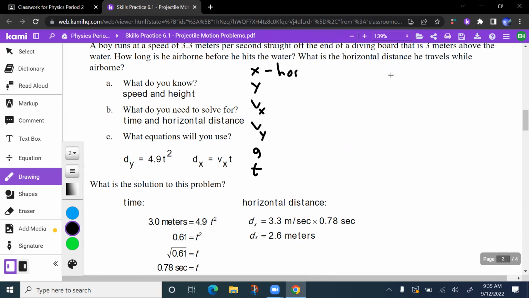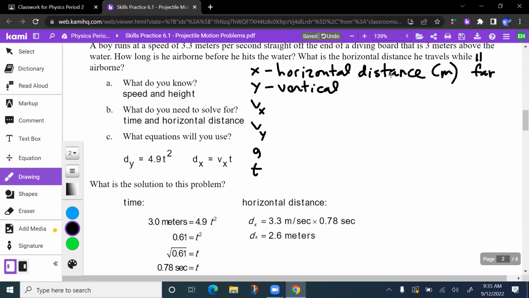X is the horizontal distance of a projectile in meters. Y is the vertical distance. Horizontal distance, you can think of how far away. How far away is X? Vertical distance means how far below. How far did something fall? So both have a unit of meters, but one of them is how far away, the other one's how far below, because you're dropping a certain height.